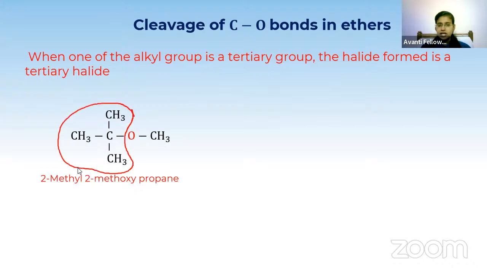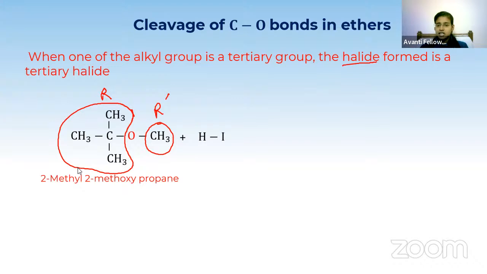So this is one alkyl group and this is another alkyl group. If this is R and this is R dash, it is R-O-R dash. So this is an ether, and one among the alkyl groups is a tertiary group, right? The first R group is a tertiary group. So if a tertiary group is present as one of the alkyl groups, then the halide formed is a tertiary halide. We are getting an alkyl halide at the end, right?